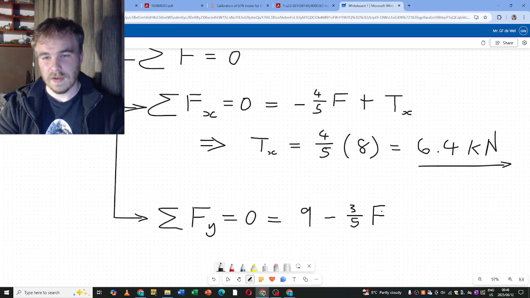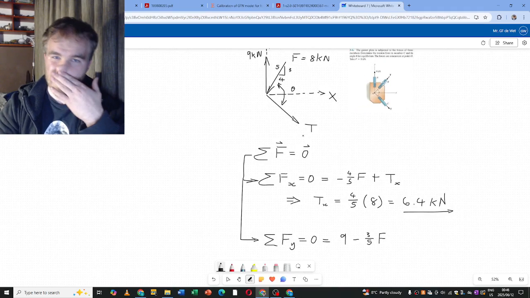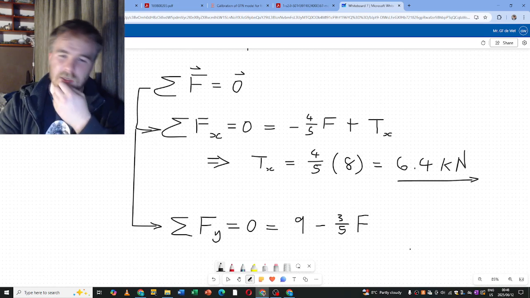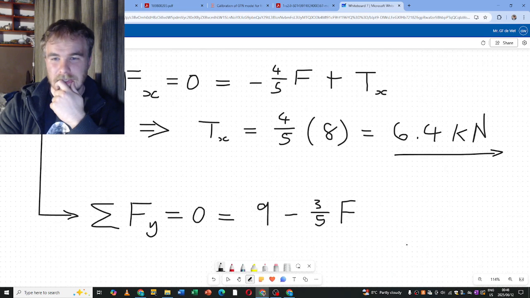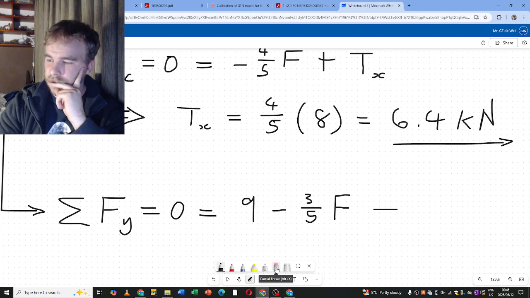And then let's see, the tension force, we specified it in the negative y direction, so we should take it as... I'm thinking now.